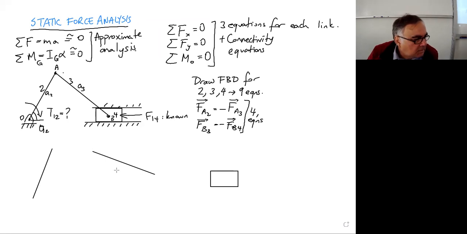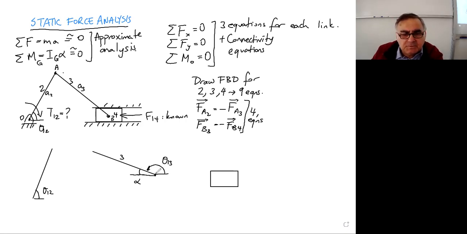Now, think about link 3 first. This angle is, by the way, let's say this is theta 1,2. This is 3. But theta 1,3 is a long angle. So let's use alpha here. Alpha is theta 1,3 minus pi minus theta 1,3.